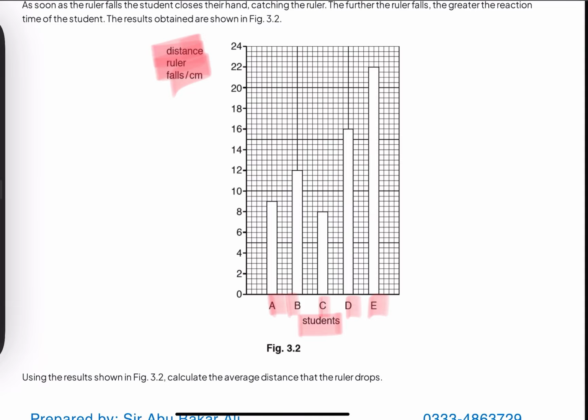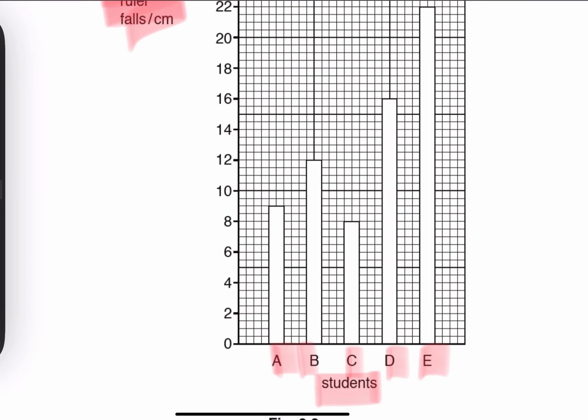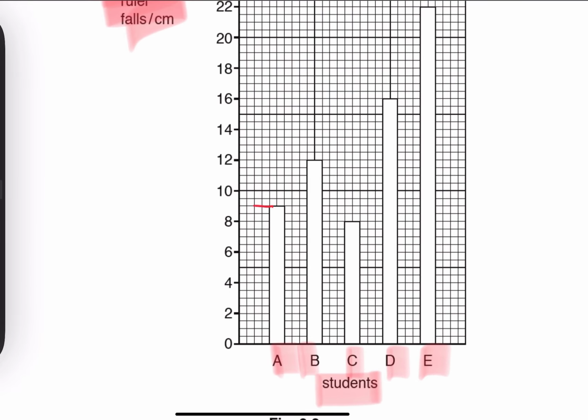So let's see what distances we have. For the first student A, the distance is at this point. First of all, we have to look at what one box is showing. One box is from this point, it's 2. How many small boxes are there? 1, 2, 3, 4. So 4 boxes are equal to 2. So one box is equal to 2 divided by 4.